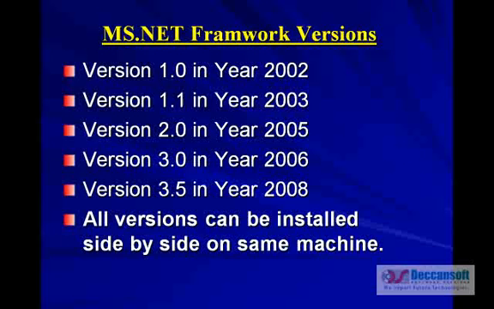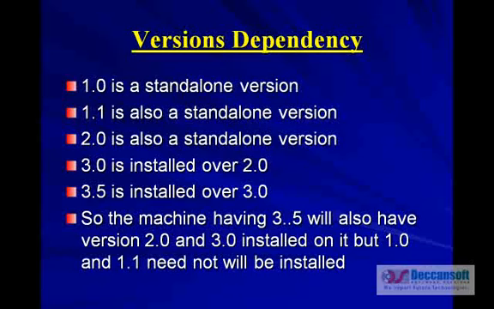It's not like if you have 2.0 you will not install 1.1. It's not like that. You may install 1.1 and you may also install Framework 2.0. Now, .NET Framework 1.0 was a standalone version. 1.1 also was a standalone version, and 2.0 is also a standalone version. Now, what exactly does it mean?